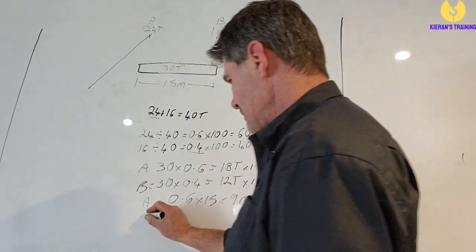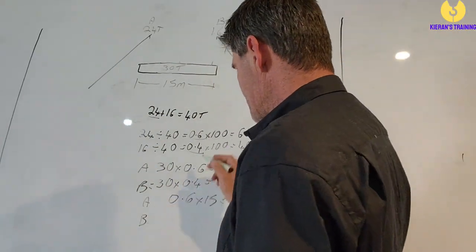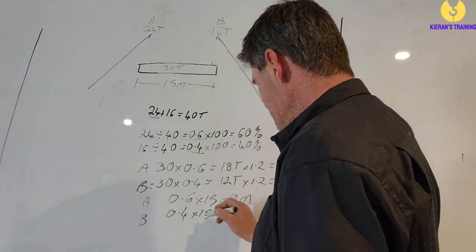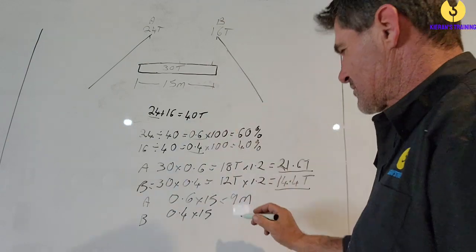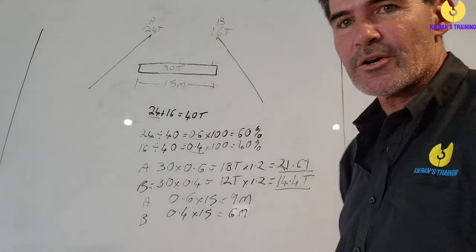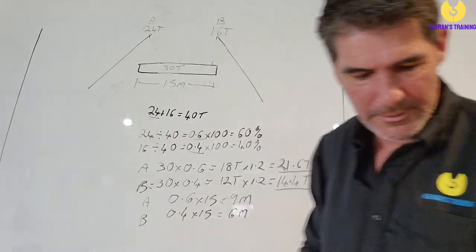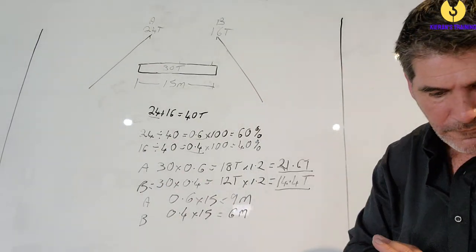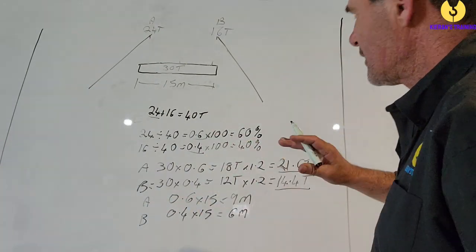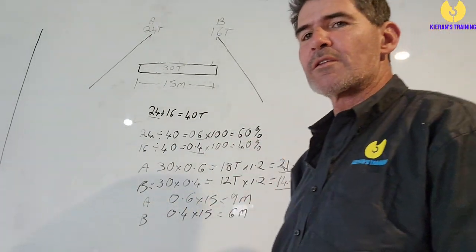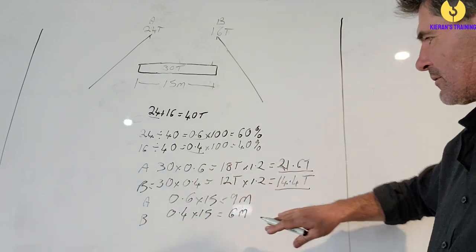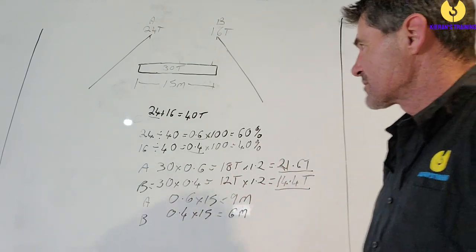Okay, crane B, which is carrying 40%, so 0.4 times 15, must be 6 metres because it needs to add up to 15 in total. Okay, the final part of this equation is where we are going to sling the load in order to make sure crane A is carrying 9 and crane B is carrying 6.